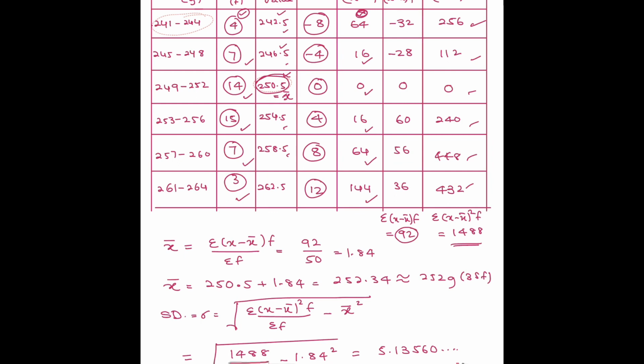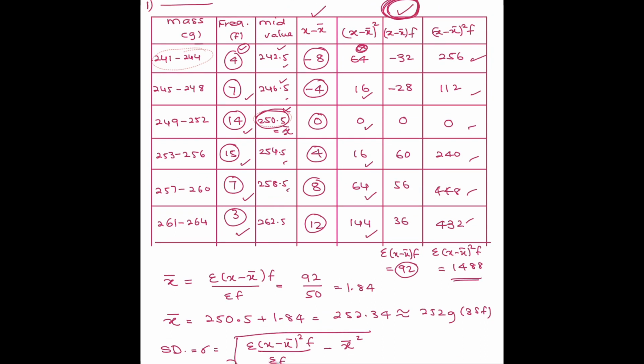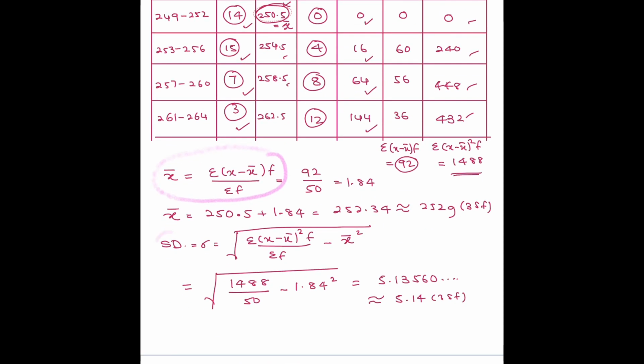People tend to make mistakes. So whenever you try to work this by using assumed mean, what you do is you write down the formula first. Write down the formula for the mean, write down the formula for the standard deviation, and check what I need.